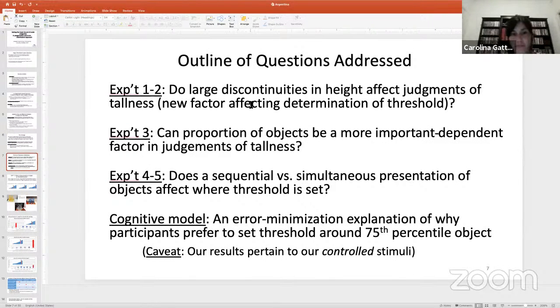So here is the question that we address in this paper. Do large discontinuities in height affect judgments of tallness? Is the proportion of objects a more important factor in judgments of tallness?